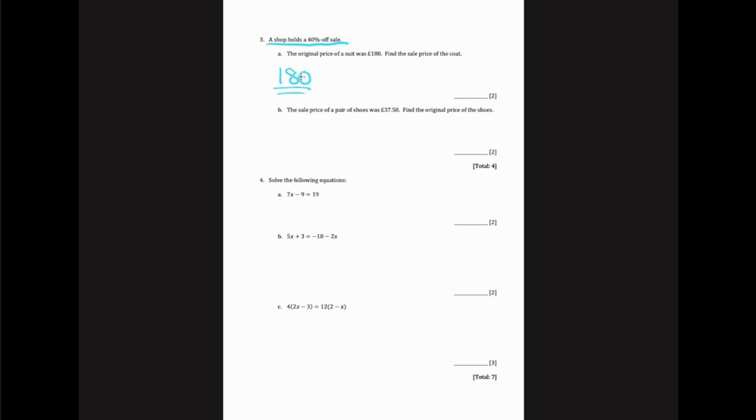180 is our original price. We have to times by 0.6. This is because 0.6 equals minus 40%. 1 equals 100%, and if you minus 40, it equals 0.6. So I need to erase this. Our equation is 180 times 0.6. If you put that in your calculator, this equals 108 pounds. So our answer is 108 pounds.